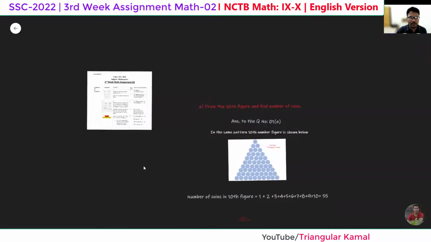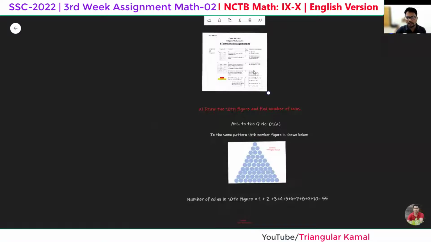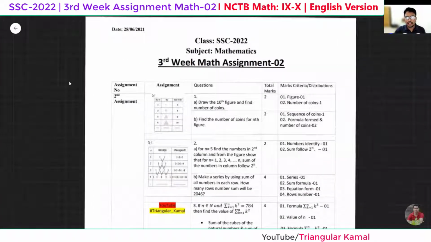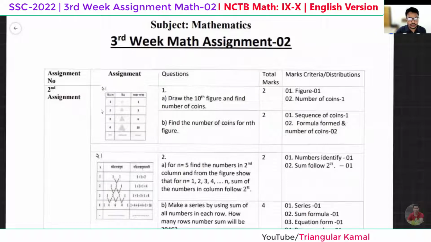If we discuss the first question, let's review it here. In the first question, a diagram is given. If we zoom in, in the first figure we see 1 coin. In the second figure, we see a total of 3 coins: 1 on top, and 2 in the base. In the next figure, there are 3 coins in the base: 1, 2, and 3, and then 1 and 2 above, and 3 in total. So the first figure, second figure, third figure, fourth figure are given, and this is number 5.